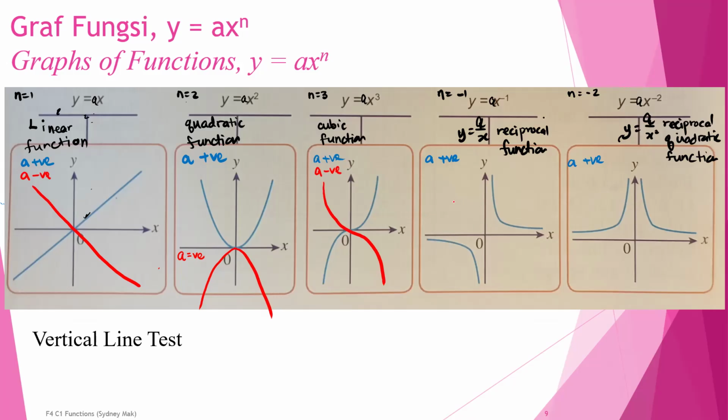And this one, when A is negative, what happened? It's like a star. Yeah. It's a reflection on the y-axis. And this one, when your A is negative, where should I write? So it will be a reflection here.